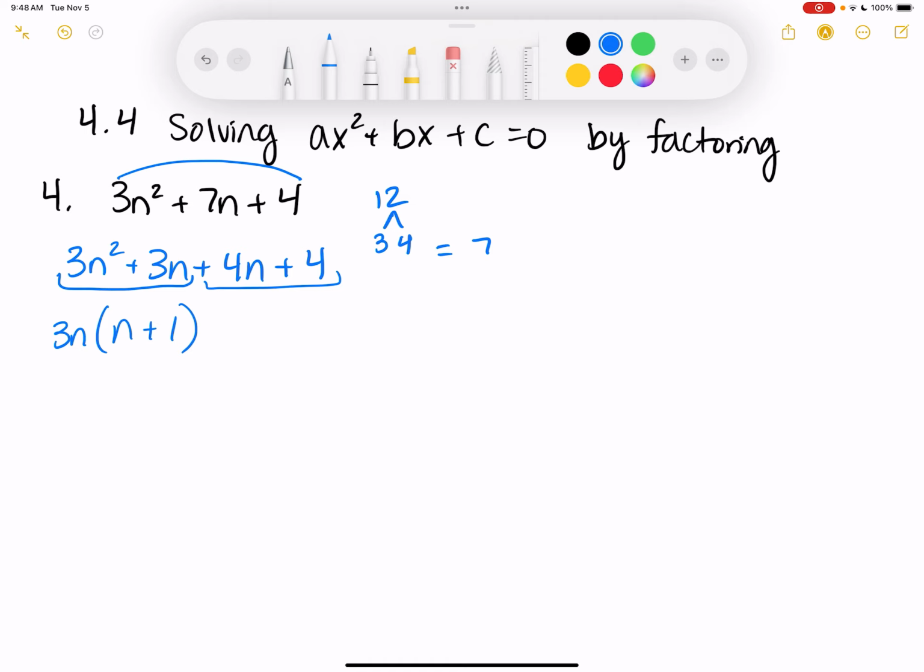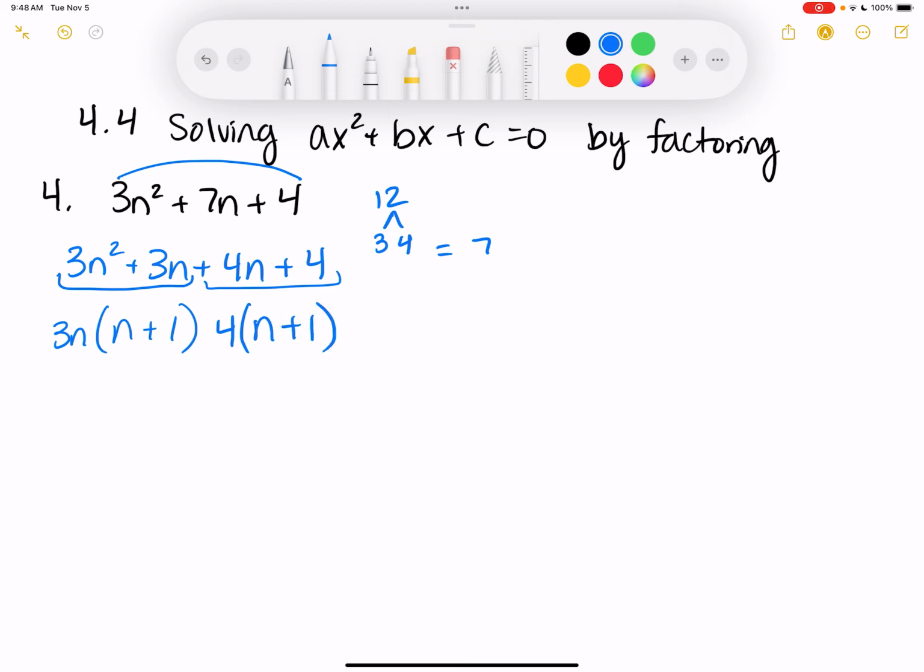And then over here, I can take out a 4. Now, I don't usually write the little plus sign. I only really write it if it's minus. Just know that those are the pieces of the factor. It's not being multiplied by this n plus 1. It's a completely separate piece. And I'm left with n plus 1.